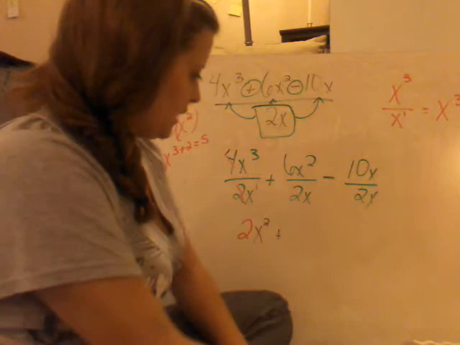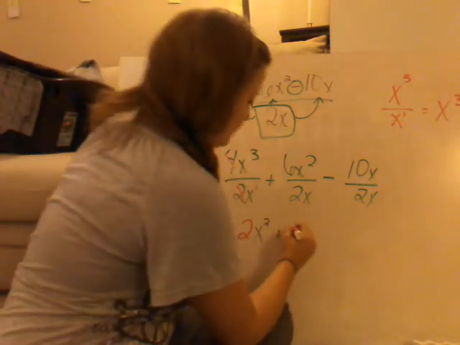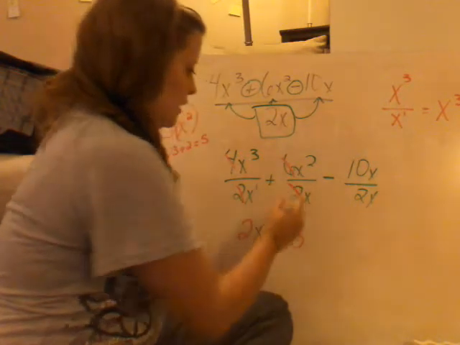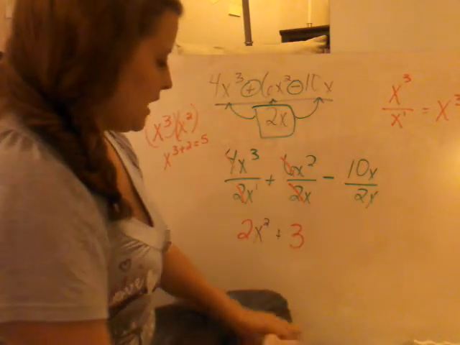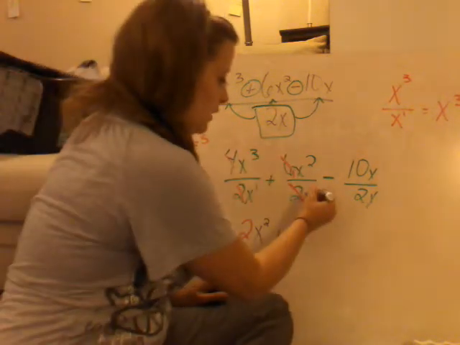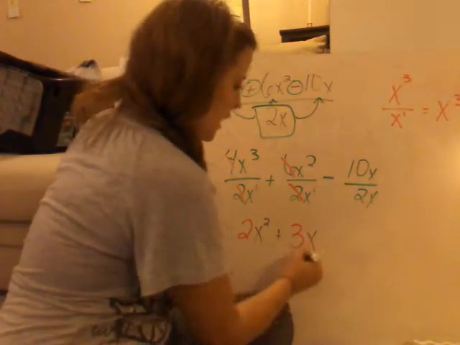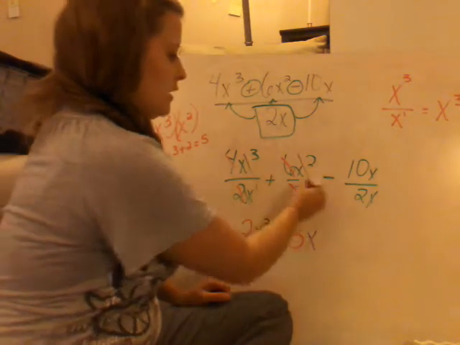I'll switch up colors again. 6 divided by 2 is 3. Alright, so those are gone. And now I've got x squared, and there's that imaginary 1 here. 2 minus 1 is 1. So x. So all these are gone, and all these are gone.